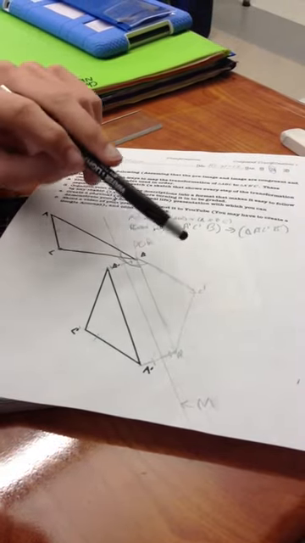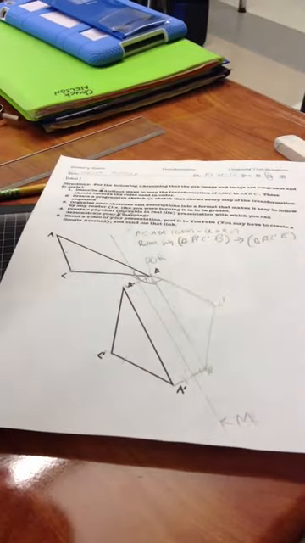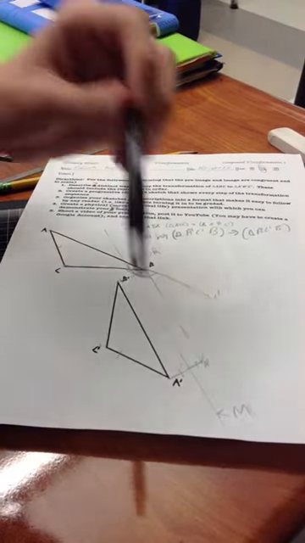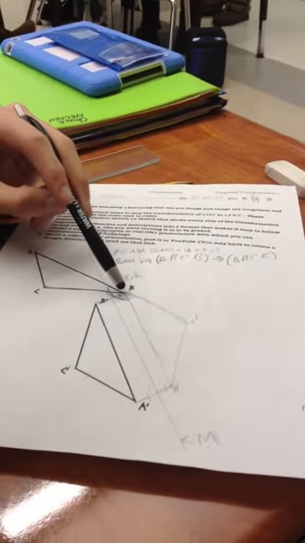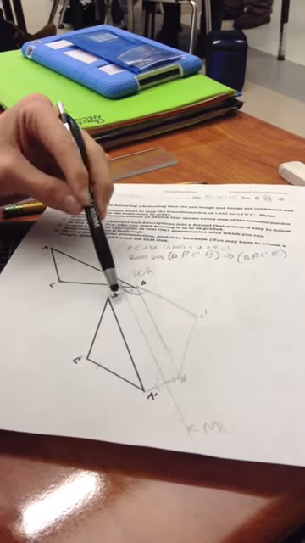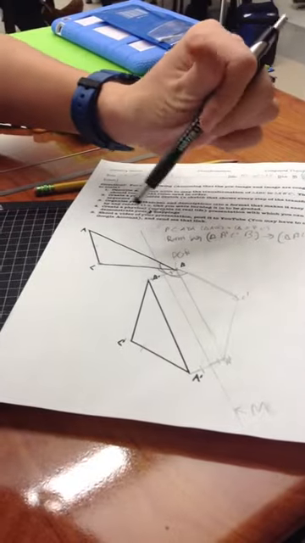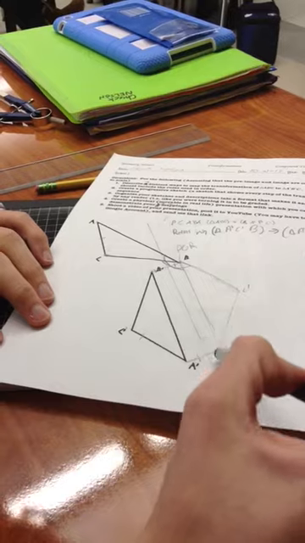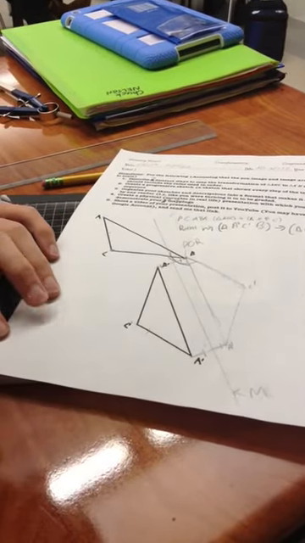And first, we have to find this line here, because when you're actually going through it, you don't have this line. So in order to get line M here, we have to bisect this and this, which is B to B prime, and A to A prime. And what we do is we just bisect, and it has to be perpendicular through these two lines.